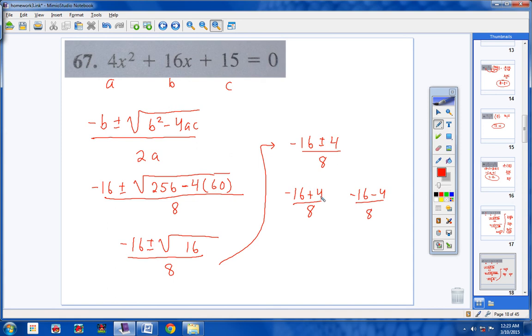So negative 16 plus 4 would be negative 12 over 8, which would be negative 3 halves. And then negative 16 minus 4 is negative 20 over 8, which would be negative 5 halves. So there's your two answers. I hope that we did that correctly. I have my concerns that we did not, but we did. That is correct. I was concerned we made a little mistake somewhere.